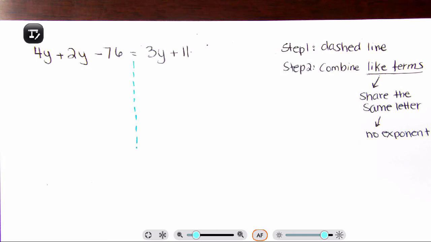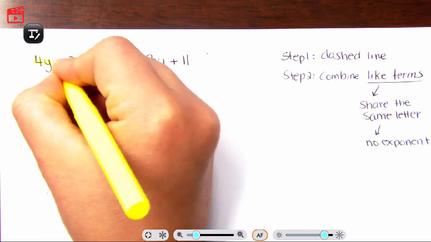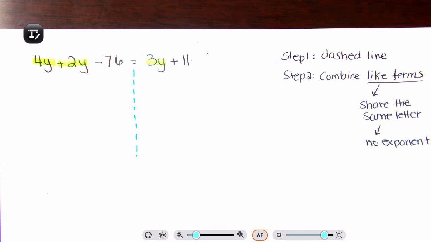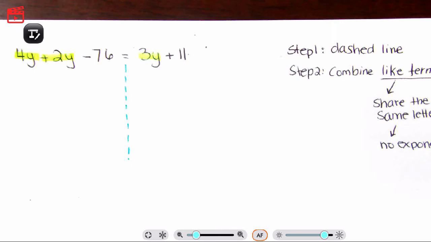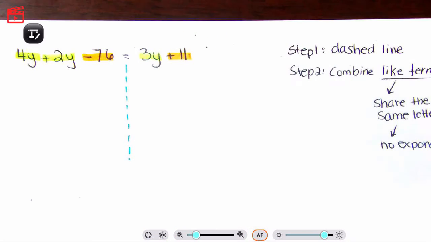So let me get a highlighter here to identify which ones share the same letter. So I only see one letter. I see a y here, I see a y here, and I see a y here. So that means all of those highlighted in yellow are like terms. Now also like terms are the ones that don't have any lettering next to them. So we also have like terms of negative 76 and positive 11.